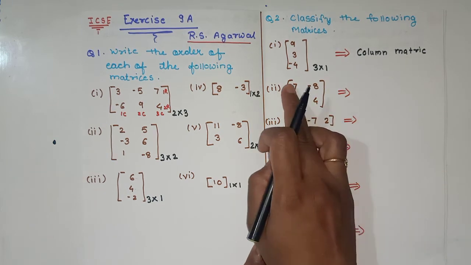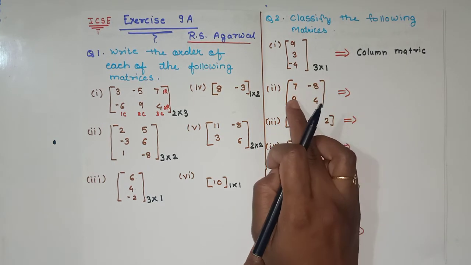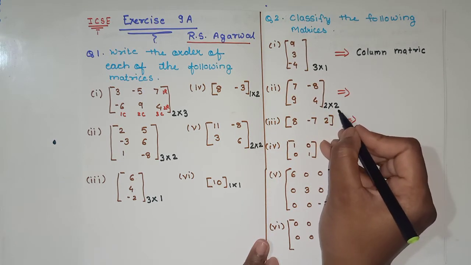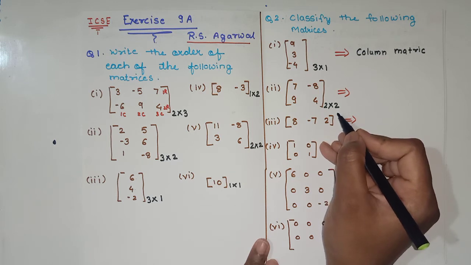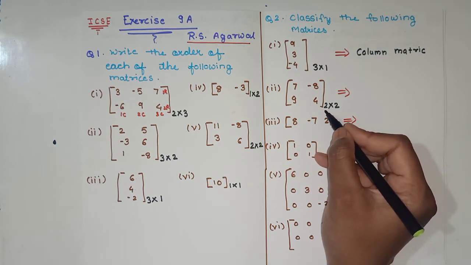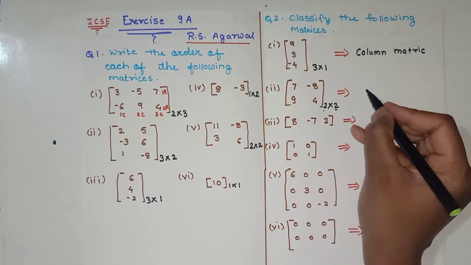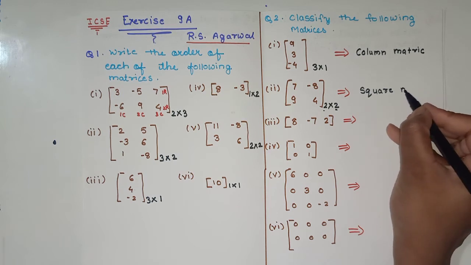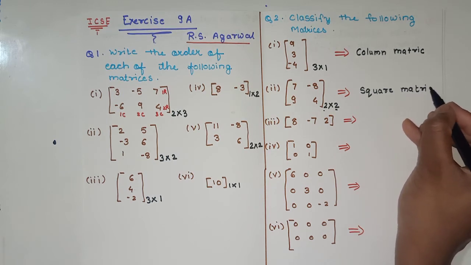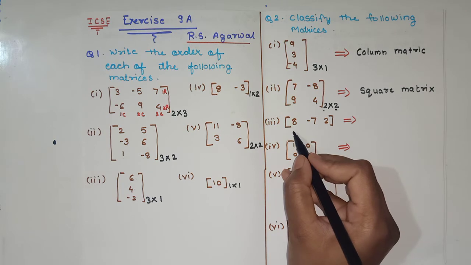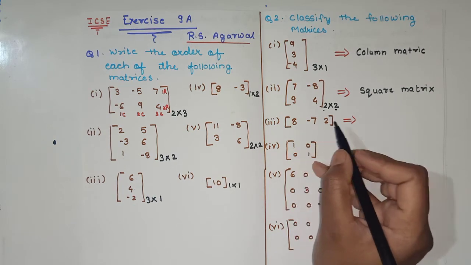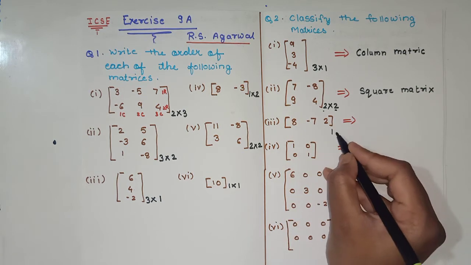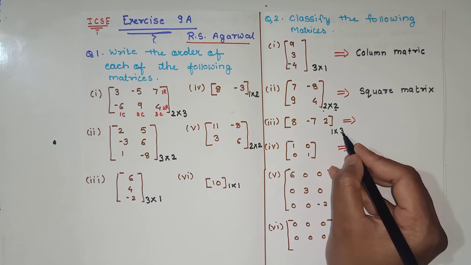Same way here, what is the order of this matrix? 1, 2. So 2 rows, 2 columns. So the order of this matrix is 2 by 2. And as I told you, if the number of rows is equal to the number of columns, then it is called your square matrix. Here in this problem, 1 row we are having, and how many columns? 1, 2, 3. So the order of this matrix is 1 by 3.